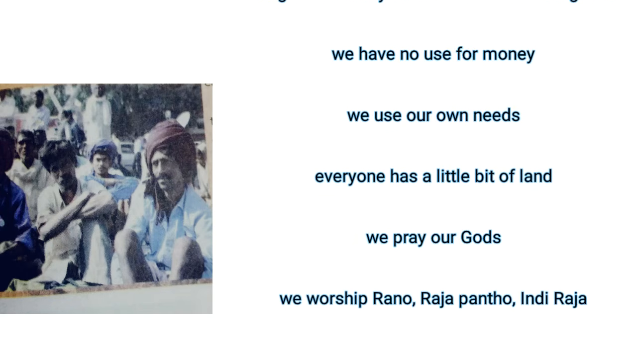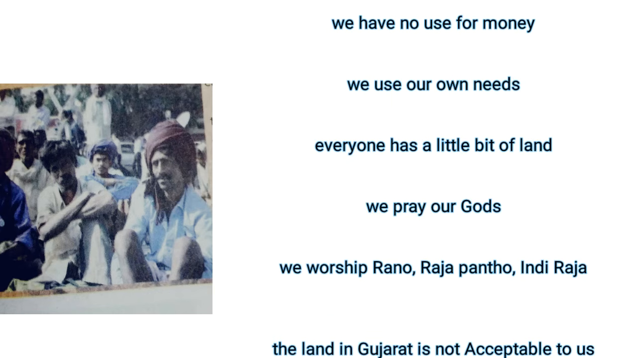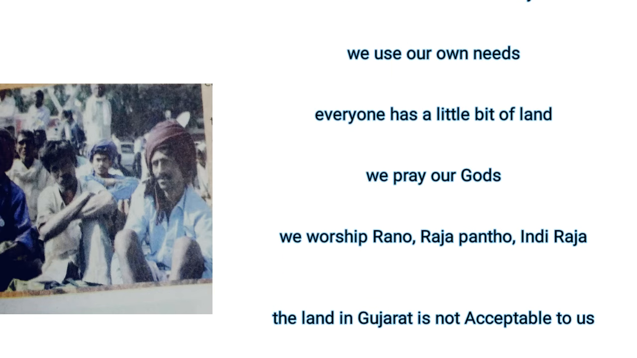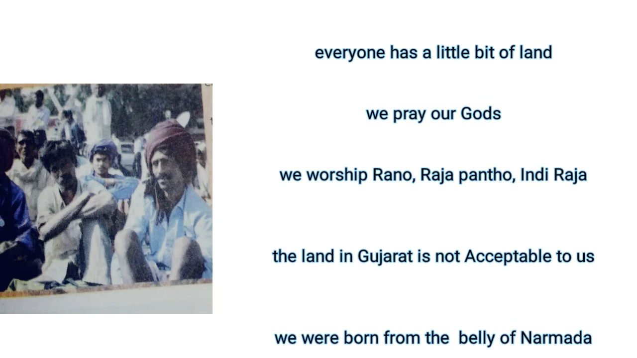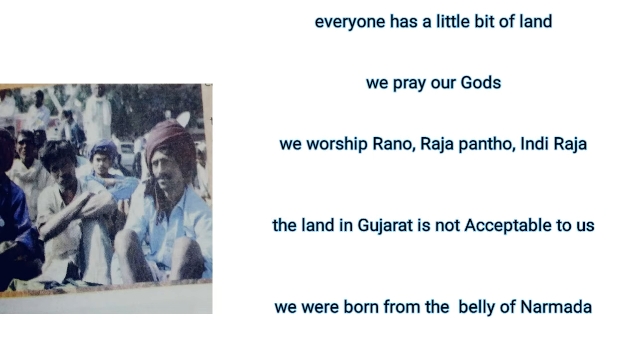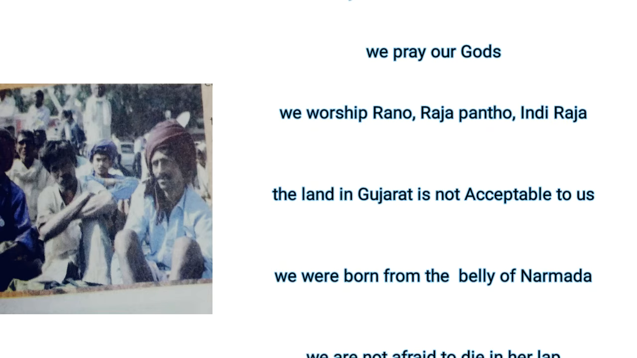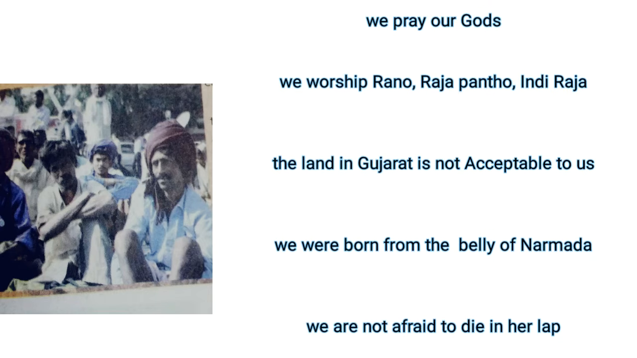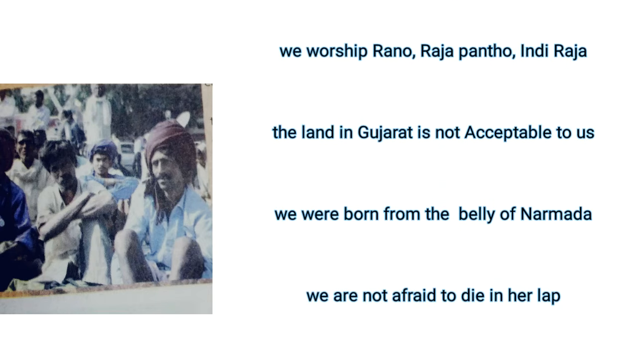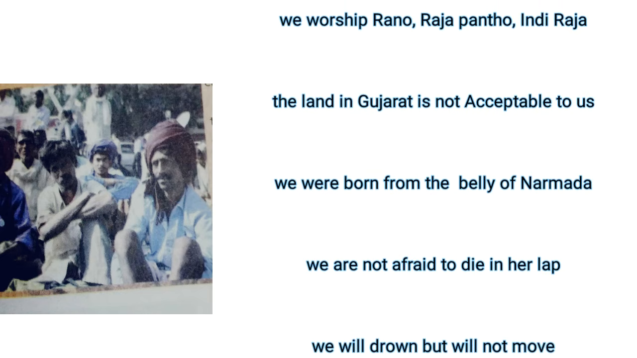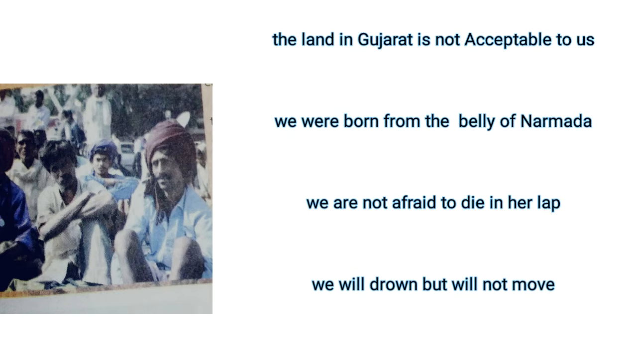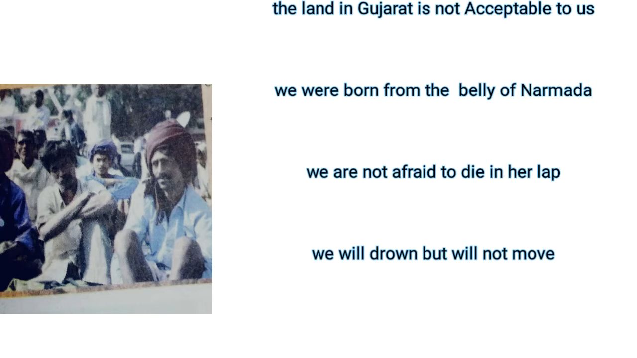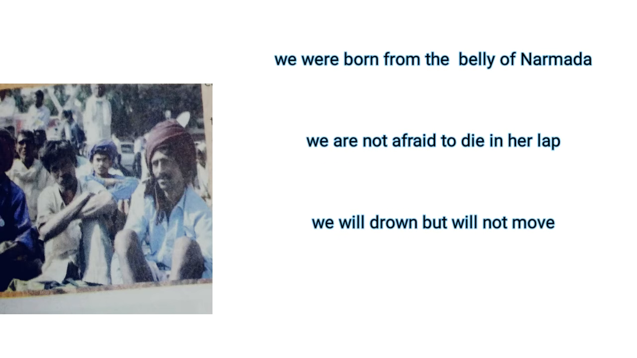Our village gods are all here. Our ancestors' memorial stones are all here. We worship Kalo, Rano and Raja Panto Indi Raja. That means these are the gods' names. Okay, Kalo, Rano, Raja Panto Indi Raja. So he said, we won't leave this place.